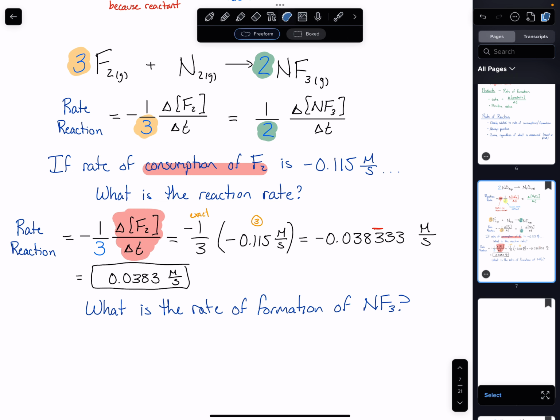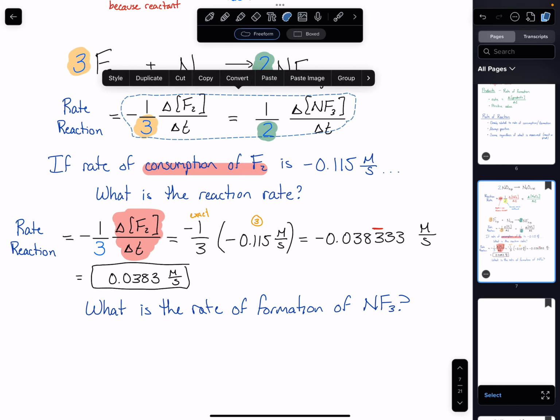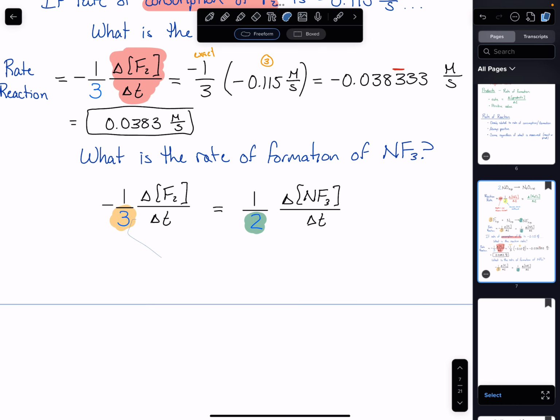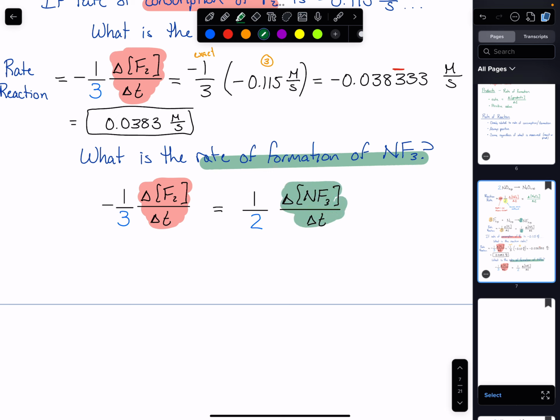All right, cool. So now what about the rate of formation of our product? Okay, let's take a look at our expression here. Again, we said in red, this was the rate of our consumption of that fluorine. The rate of formation of our product is just going to be this term here. All right, so in order to solve for that green term there, in order to solve for our rate of formation, I'm going to multiply both sides by 2, or take negative 2/3 times that rate of consumption.